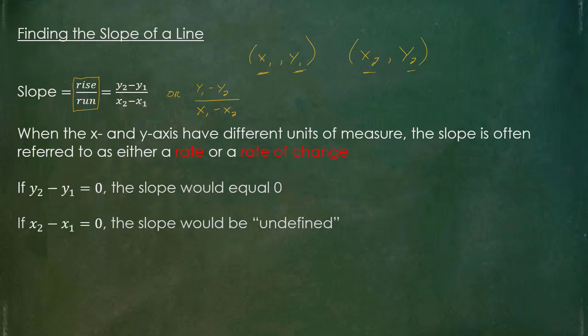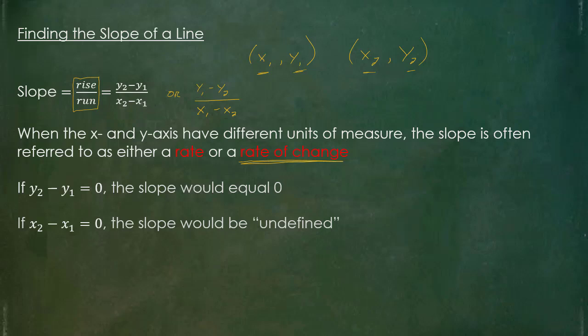Now when the x and y axis have different units of measure, this concept of slope is actually oftentimes referred to as finding a rate or potentially a rate of change. So this idea of rate of change is going to be a pretty big phrase as we move forward. So just connect, as we're learning this concept of slope, that we also can call that a rate of change.